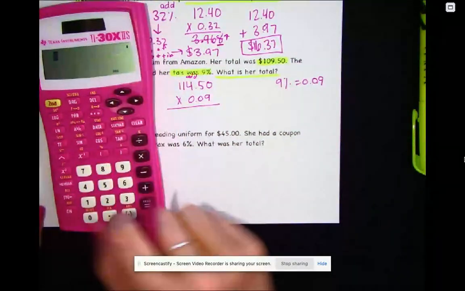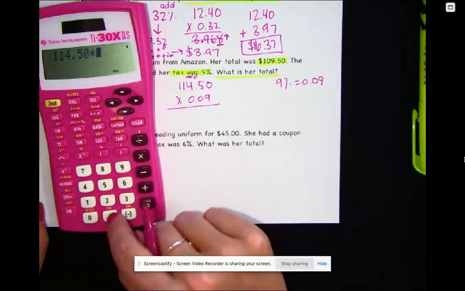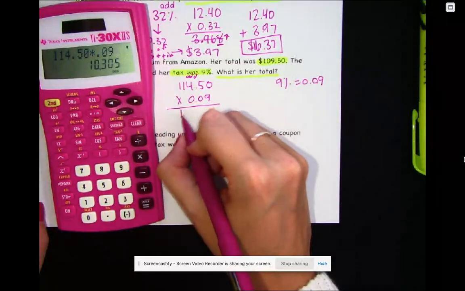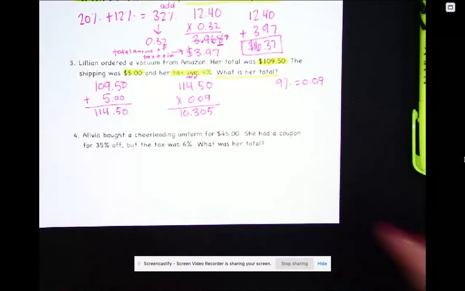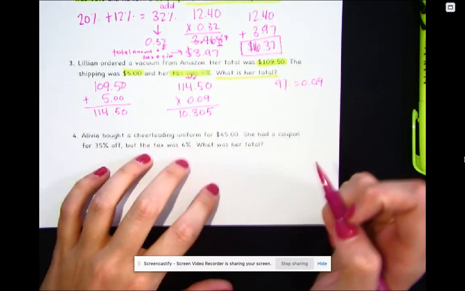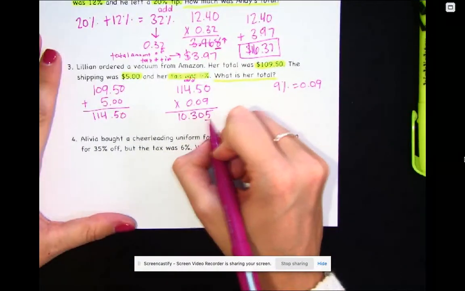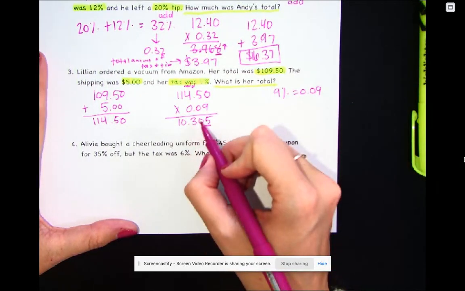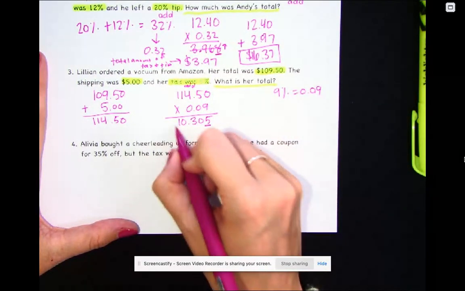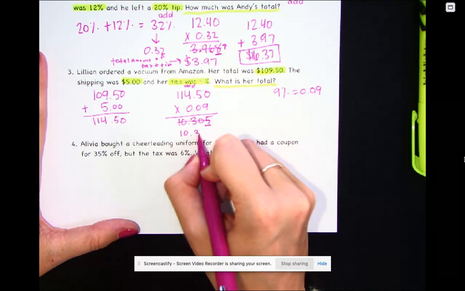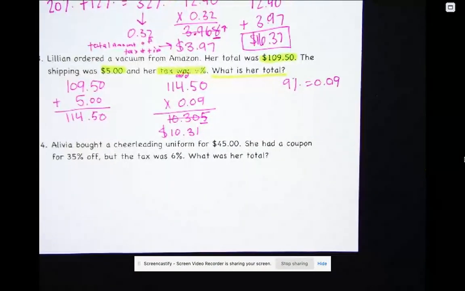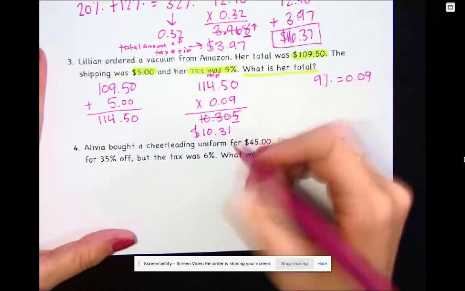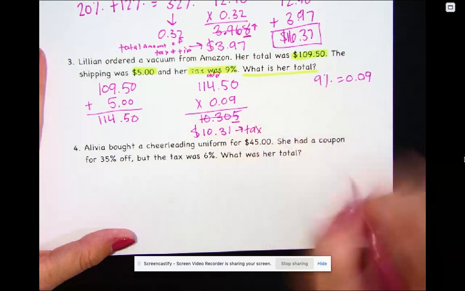Here's my calculator. Okay, and I got $10.305. So remember, money can only go 2 past the decimal point. So on this one, we're going to look at that third number again, and it's going to tell this number to go up. So that's going to be $10.31. Now, what does that $10.31 represent? Because it does not represent our total amount. That is going to be the tax.